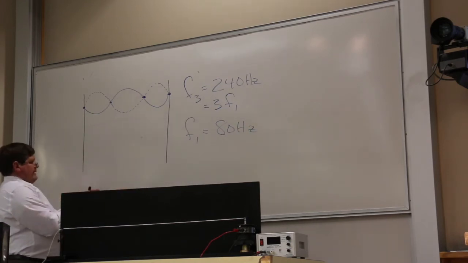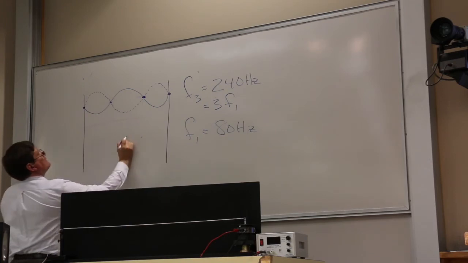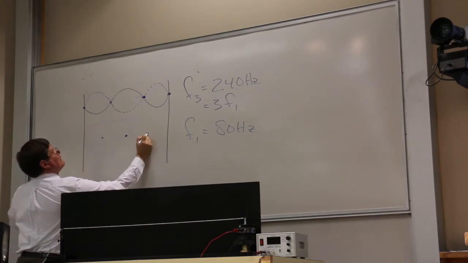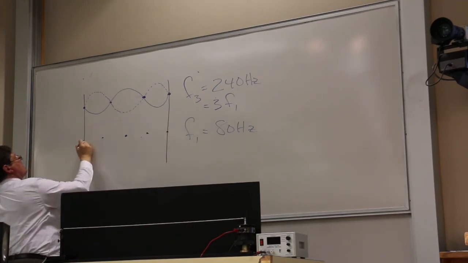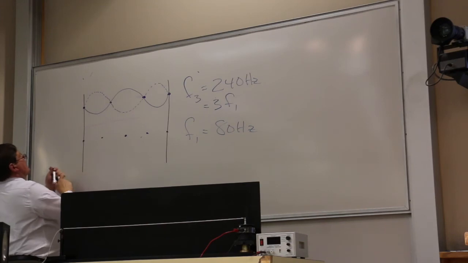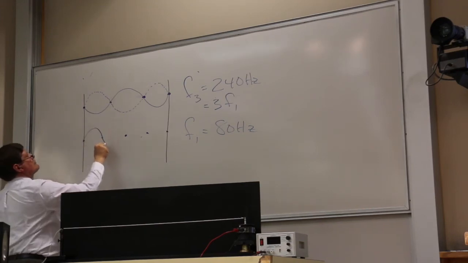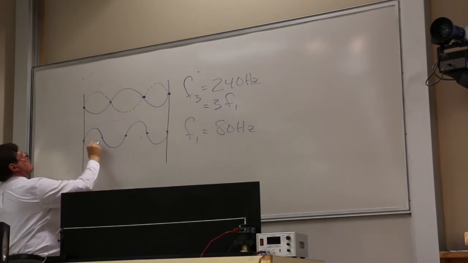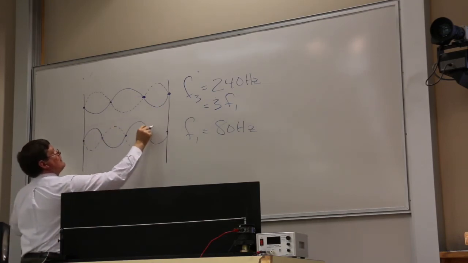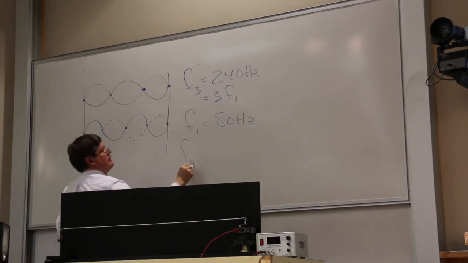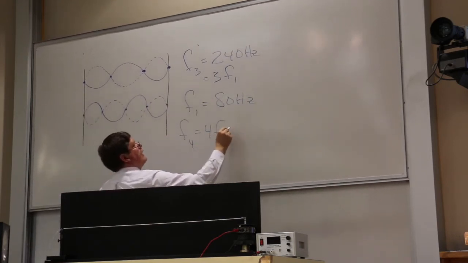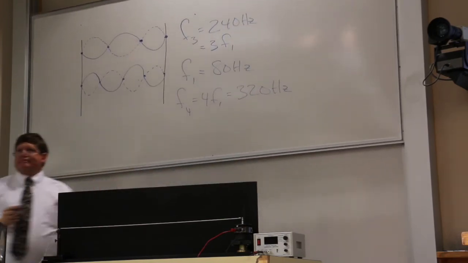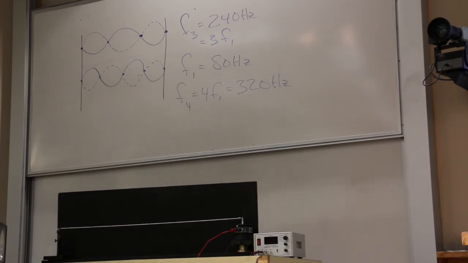Now, if I draw the next allowed one, it has three nodes in between the ends, so that's a total of five nodes. That pattern's going to be like this, and that's got four footballs, so that would be F4, which would be four times F1, which would be 320 hertz. Okay? That's all the harder it gets.